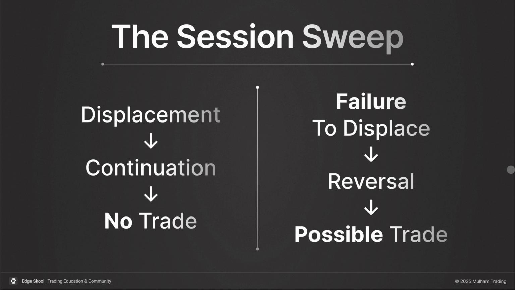So the rules of the session sweep: when we talk about displacement and failure to displace, displacement means above the high of the session or below the low of the session, any of the 3 sessions. Displacement means we have a continuation, which for this specific strategy means we have no trade. Failure to displace, on the other hand, means we have a reversal, and that means we have a possible trade. The main premise is that we want to look for failure to displace. Failure to displace means liquidity sweep. That is the main premise again.